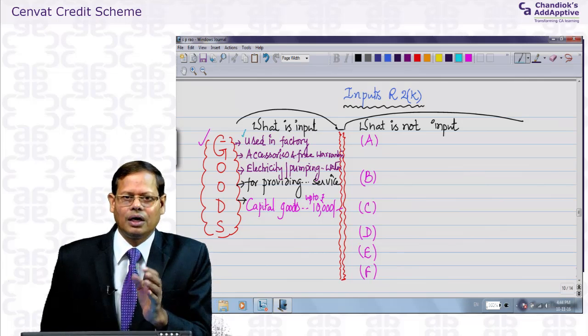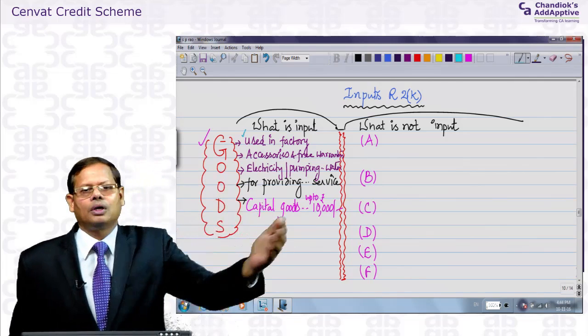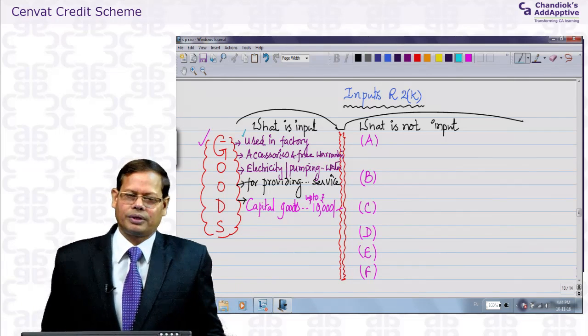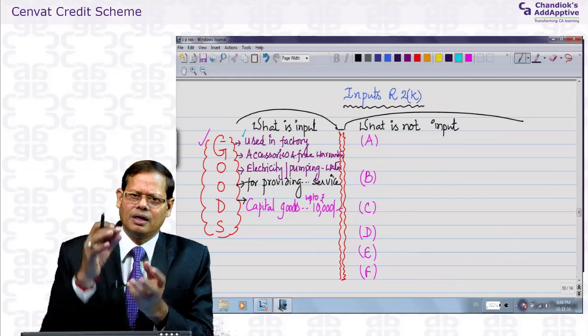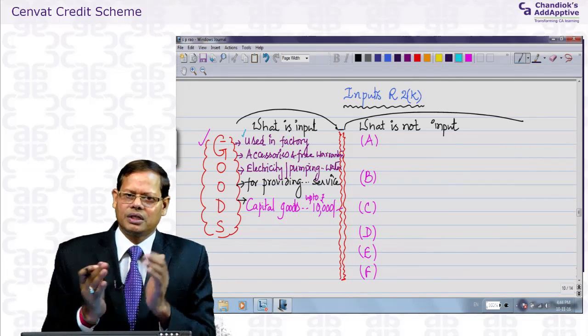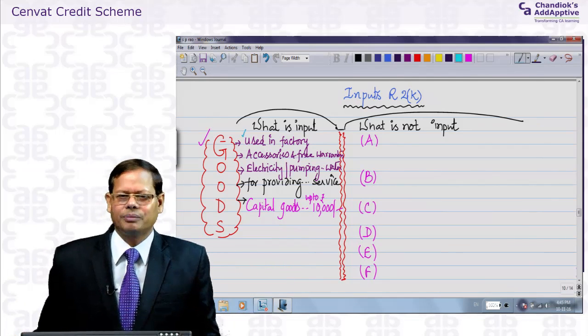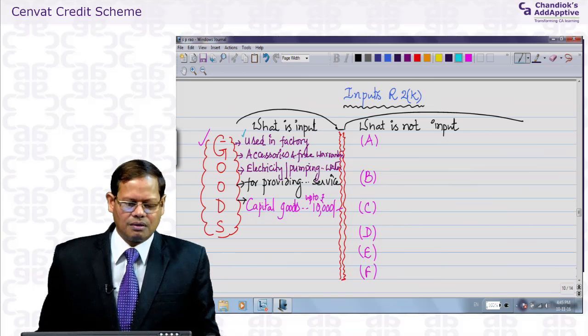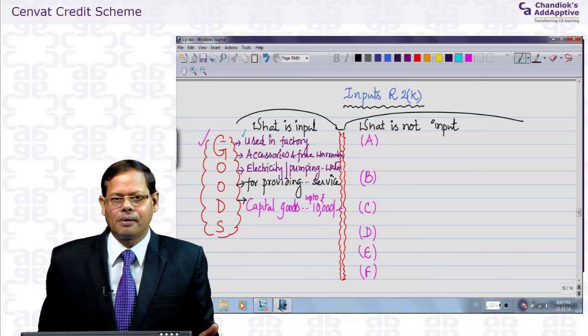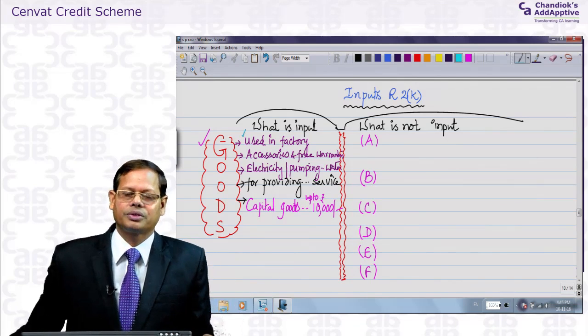Accessories which are attached to the final product and which are removed along with the final product. Some product is there, so this is attached. Accessory means add on, extra item, but it is attached to the product and it is sold. If something is attached to the final product, automatically that attachment is also input.